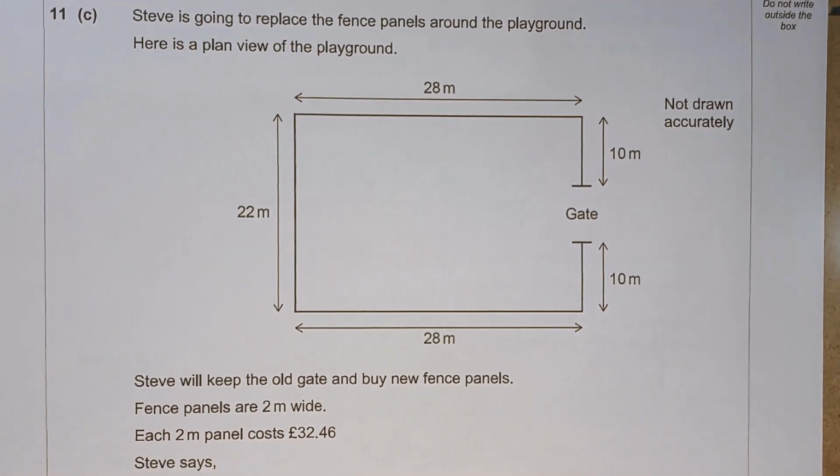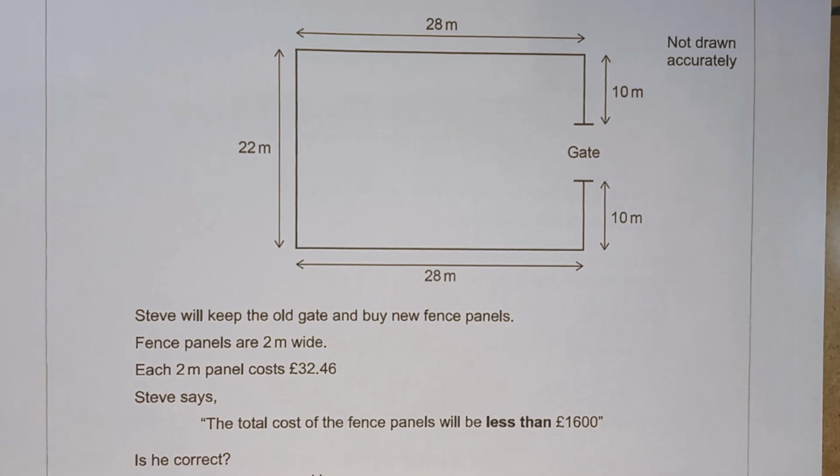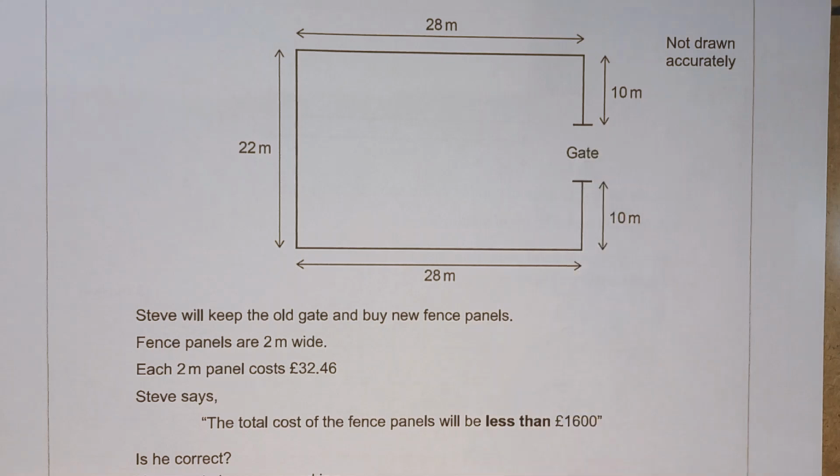And finally, 11c. Steve is going to replace the fence panels around the playground. Here is a plan view of the playground. So we've got the measurements around it, and we've got a gate here. Steve will keep the old gate and buy new fence panels, so we don't have to buy anything for here. Fence panels are 2 metres wide. Each 2 metre panel costs £32.46. Steve says the total cost of the fence panels will be less than £1,600.